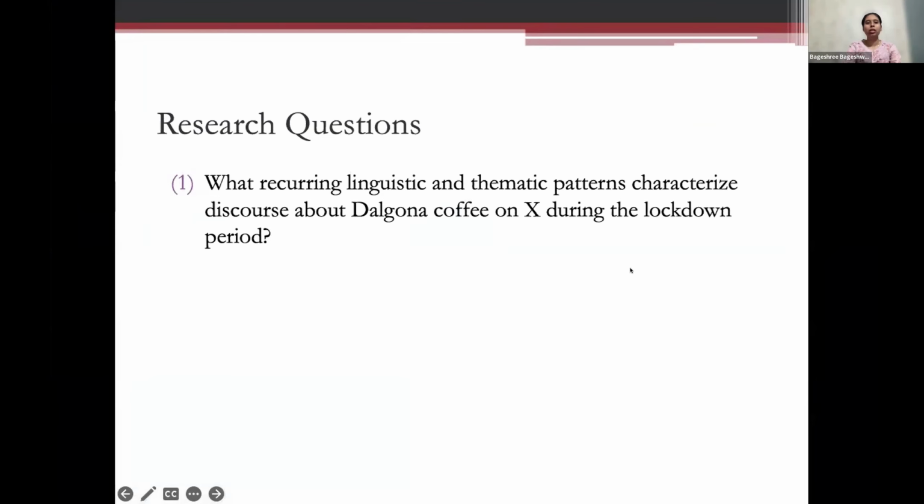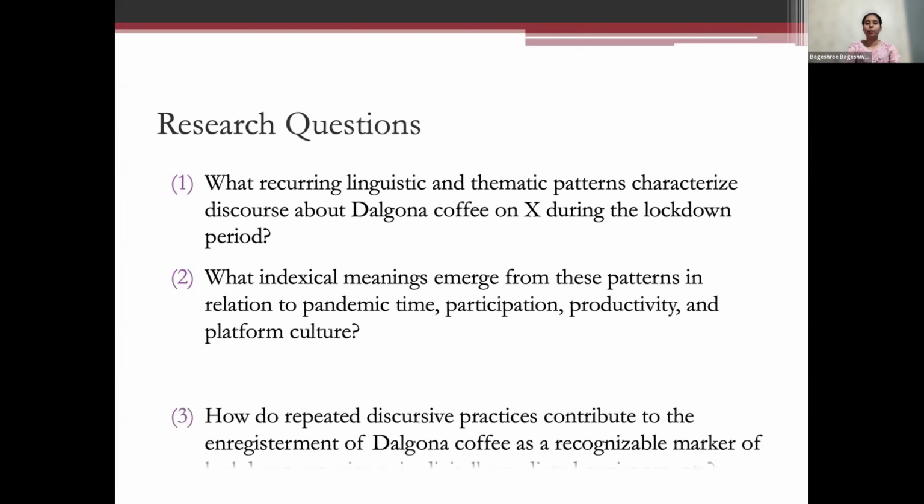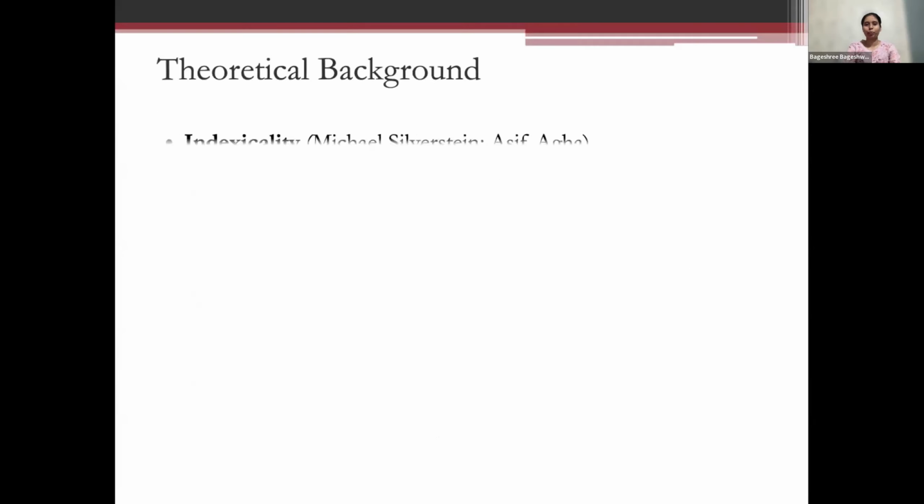The first question is, what recurring linguistic and thematic patterns characterize discourse about Dalgona coffee on X during the lockdown period? The second is, what indexical meanings emerge from these patterns in relation to pandemic time, participation, productivity, and platform culture? And the third question is, how do repeated discursive practices contribute to the enregisterment of Dalgona coffee as a recognizable marker of lockdown experience in digitally mediated environments?